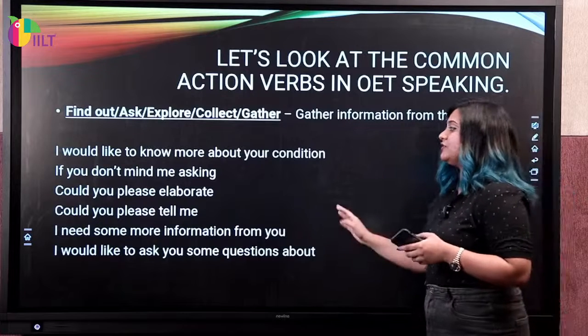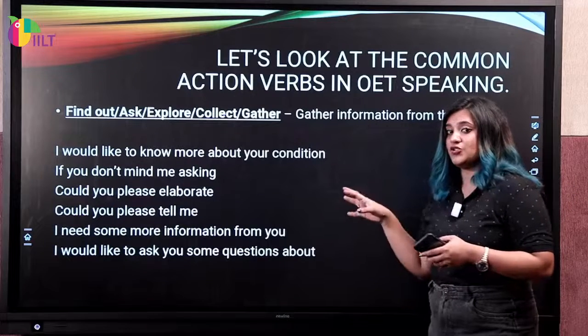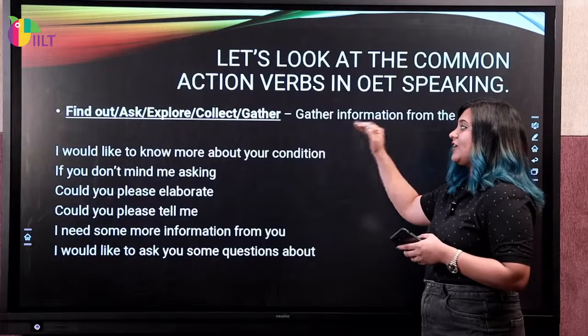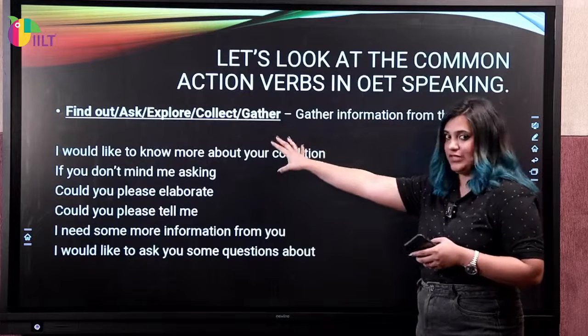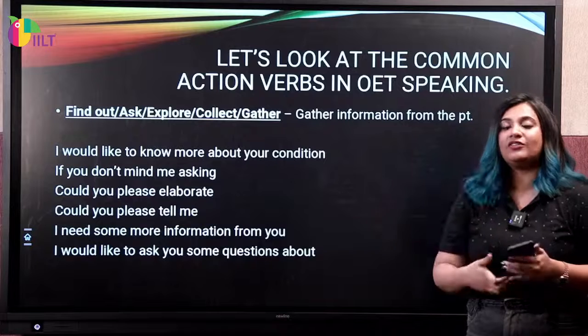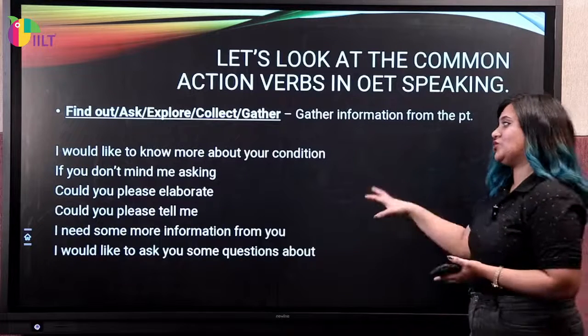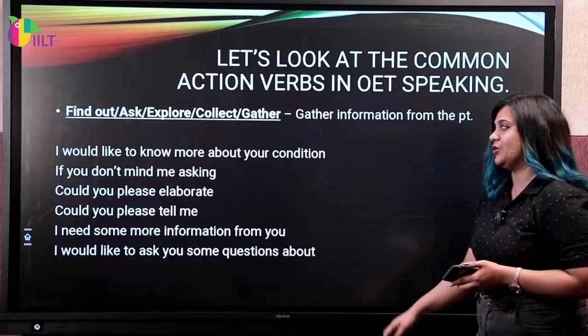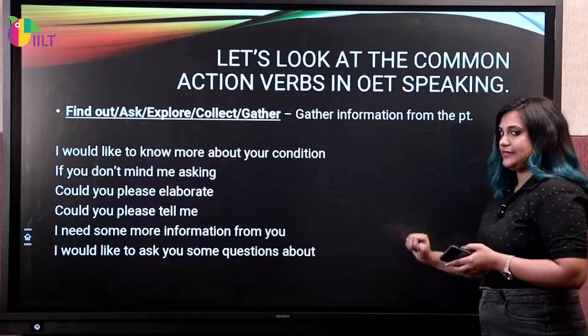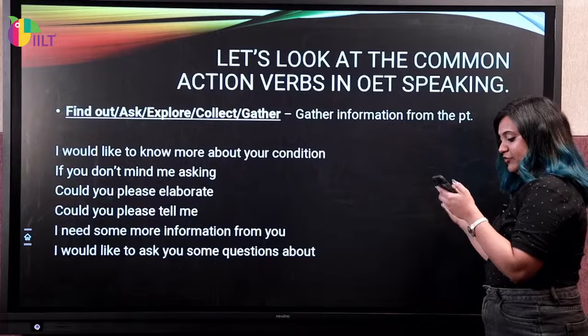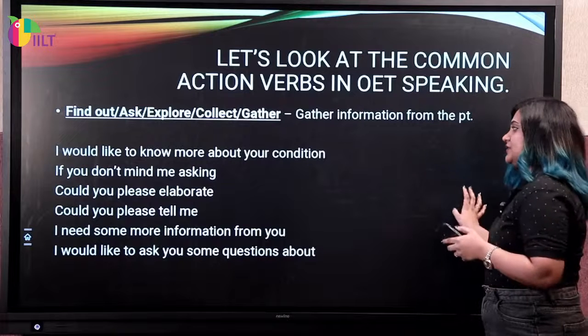So these are the different functional phrases that you can use if your action verb indicates any of this, which means you're trying to gather or collect information from the patient. So you can try to use any of these. Okay, so that is the first set. I hope it is clear for you guys. Let's move on to the next set.